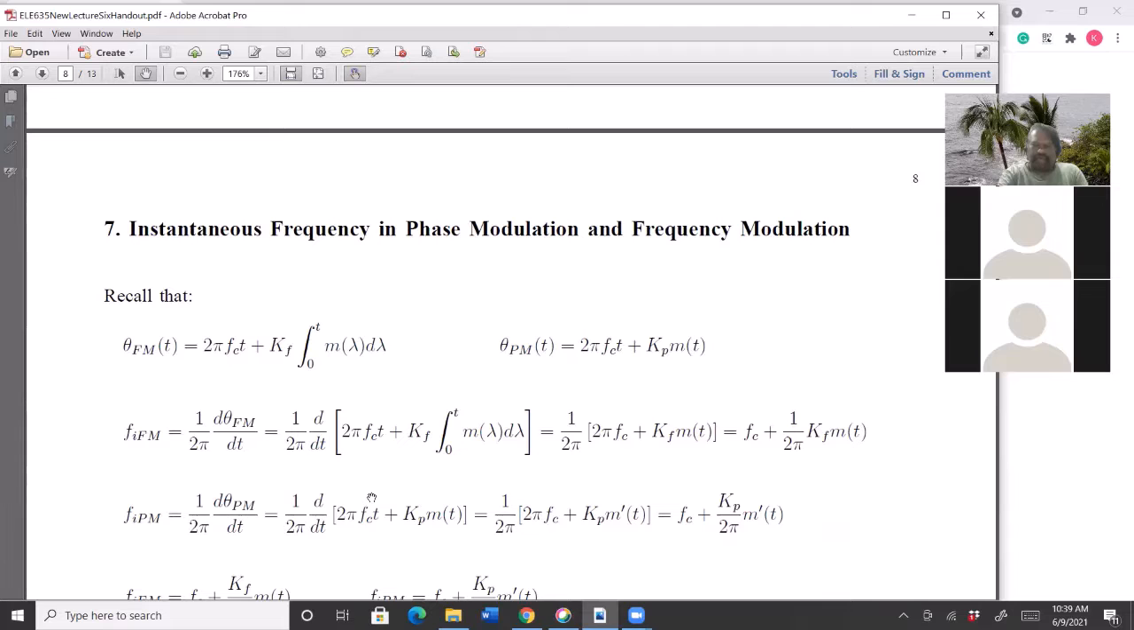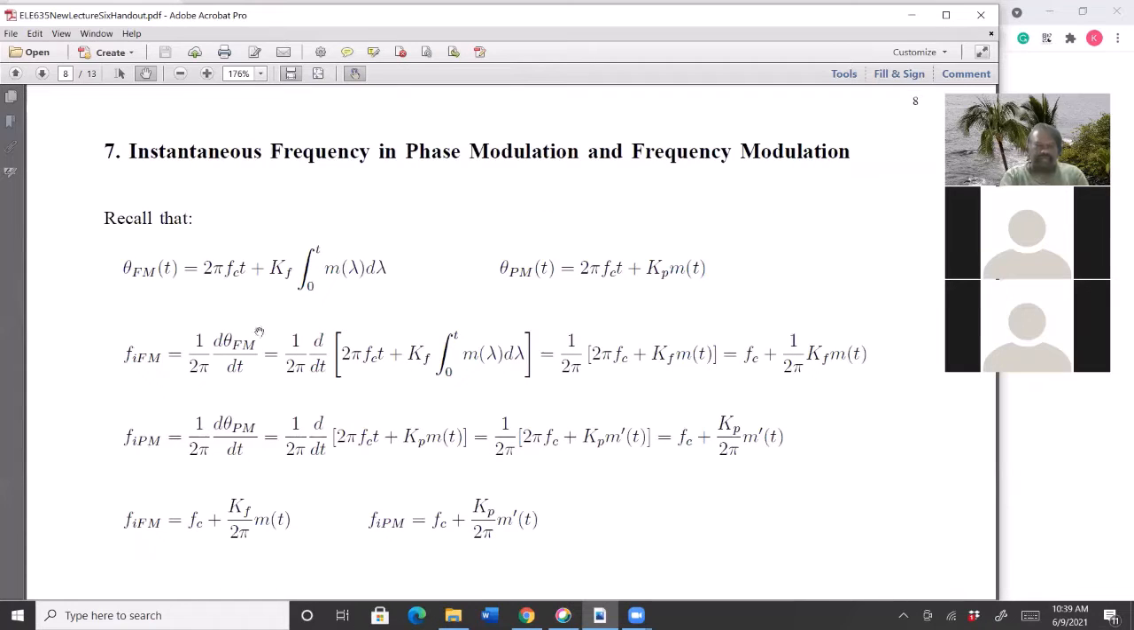Okay, now we are going to differentiate and develop, starting with these angles for FM and PM. We will differentiate these angles and develop formulas for instantaneous frequency in FM and PM and memorize them. Okay, so look at what happens here. So this is for the FM. The angle is this. I differentiate this.